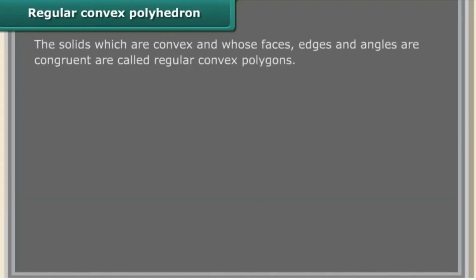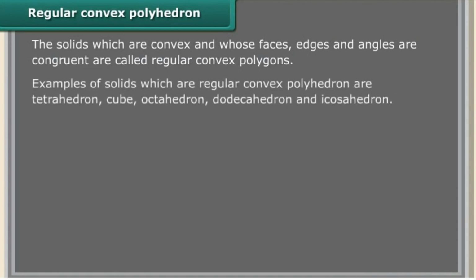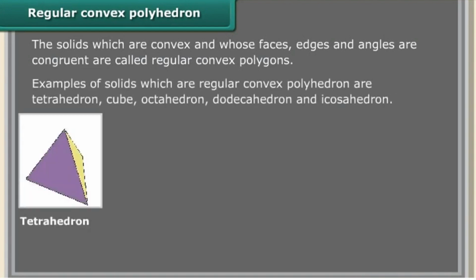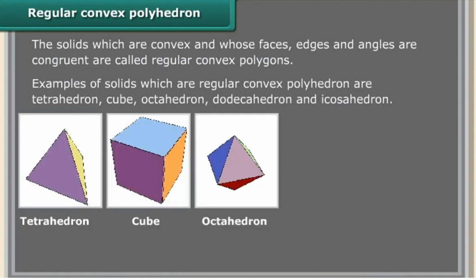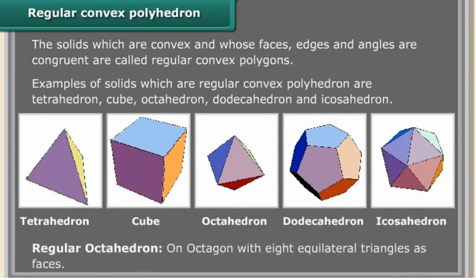Regular convex polyhedron: the solids which are convex and whose faces, edges and angles are congruent are called regular convex polyhedra. Examples of regular convex polyhedra are tetrahedron, cube, octahedron, dodecahedron and icosahedron. Regular octahedron: a solid with 8 equilateral triangles as faces.